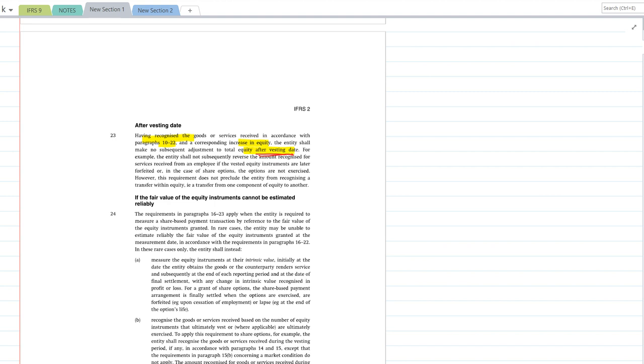For example, the entity shall not subsequently reverse the amount recognized for services rendered from an employee if the vested equity instruments are later forfeited. So if they are forfeited, the first requirement, there is no subsequent adjustment, so therefore do not reverse. Do not reverse, guys. Rather, what you actually have to do is a transfer from another equity item.